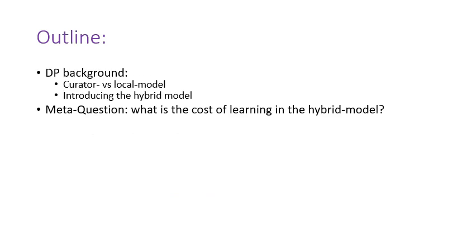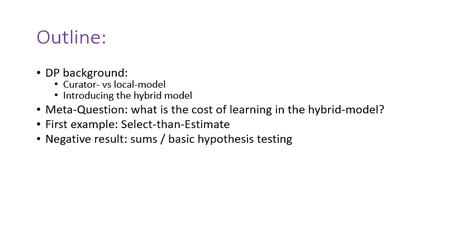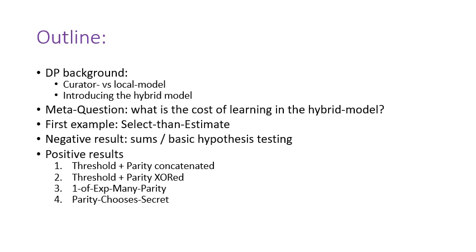Okay, so far I have given you the background on differential privacy and asked the meta question of this work: what is the cost of learning in the hybrid model? From here on, I'm going to give the very first example, select then estimate. And then I'm going to move to a negative result because cryptographers like negative thinking. And then I'm going to talk a little bit about the positive results we give for a variety of functions, more contrived or less contrived, depending on how you choose to look at it. Lastly, I'm going to present some directions for future work.